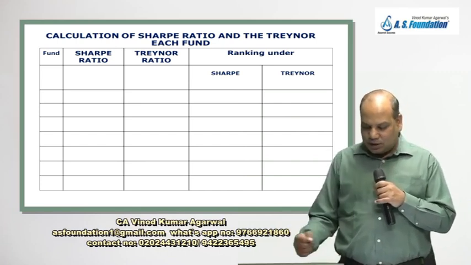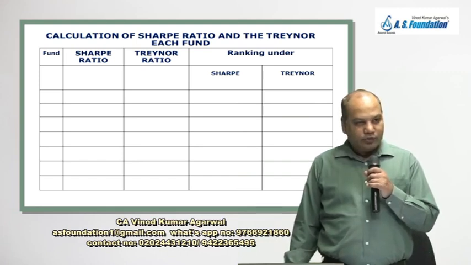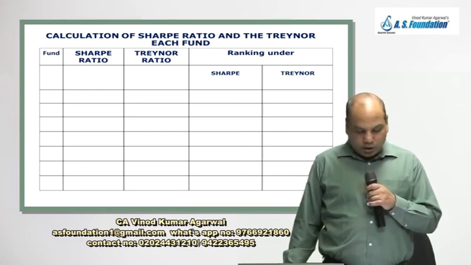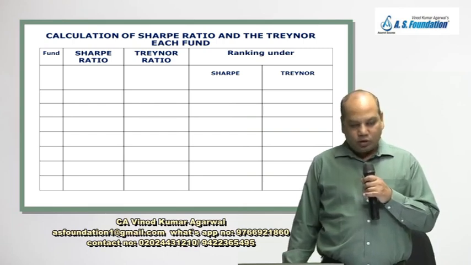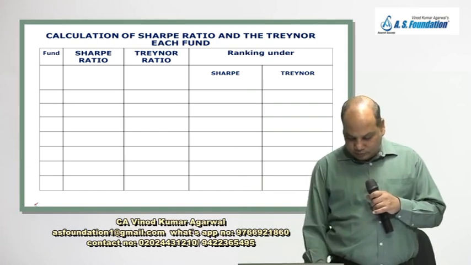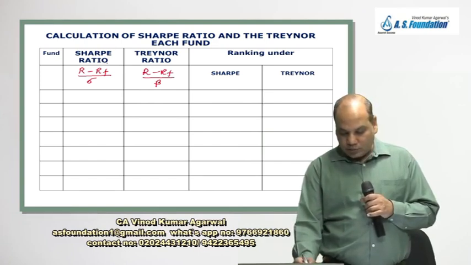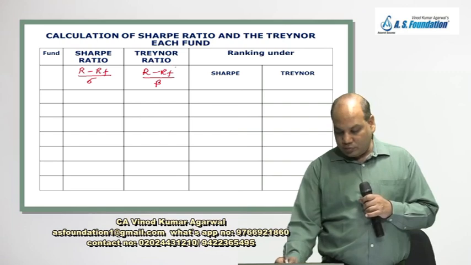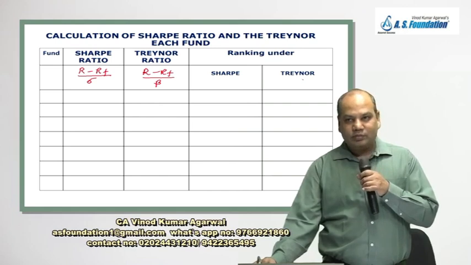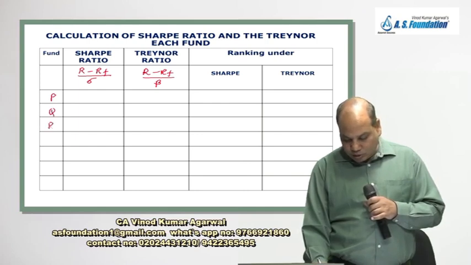Okay, on the screen, write down calculation of Sharpe ratio and Treynor ratio for each fund. After that, you draw this table. First column write fund, second Sharpe ratio, Treynor ratio, ranking under Sharpe ratio, ranking under Treynor. Then write P, Q, R, S.